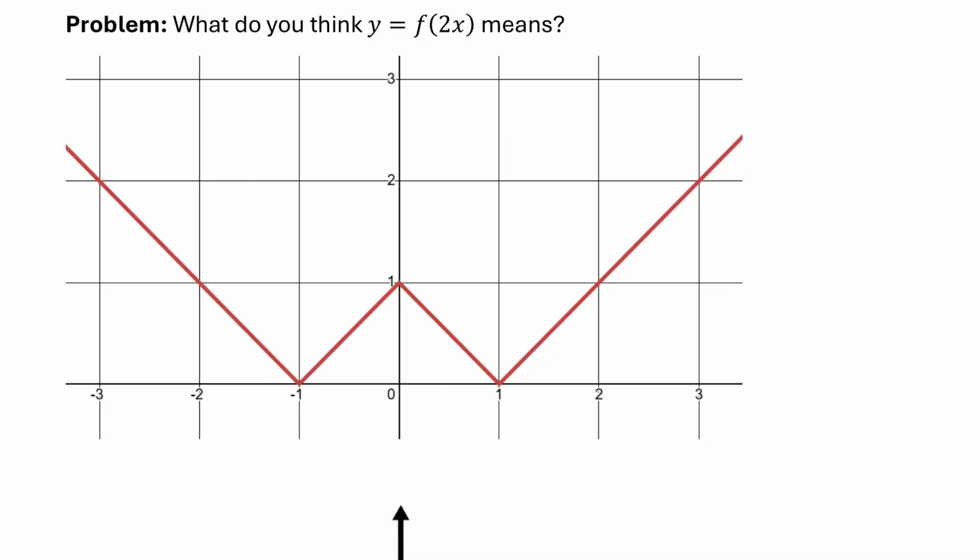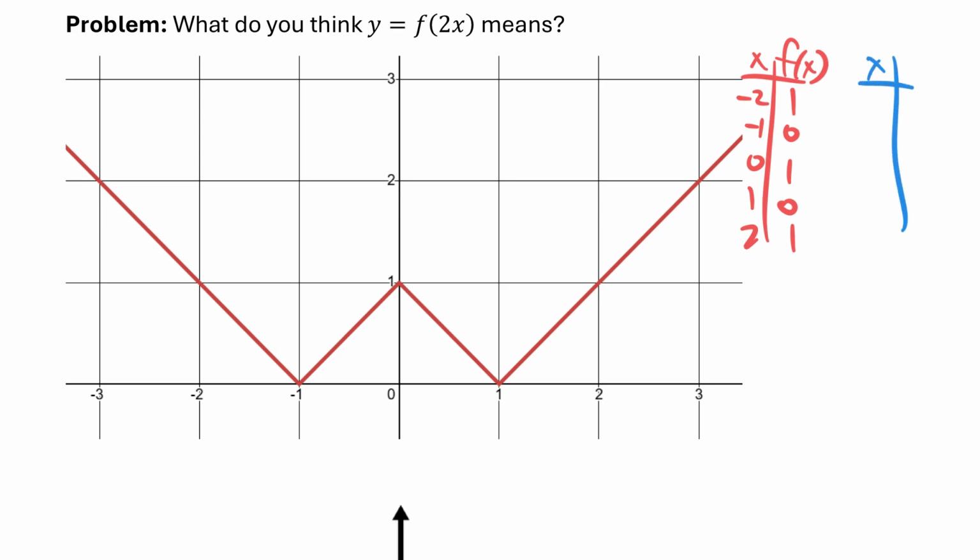So we have our graph here, and we grab our initial table: x values of -2, -1, 0, 1, and 2, and then the y values of 1, 0, 1, 0, 1. And now when we go to make our new table, these x values are going to be divided by 2. So -2 divided by 2 is -1. This is -1/2, 0, 1/2, and 1. But the y values remain unchanged.